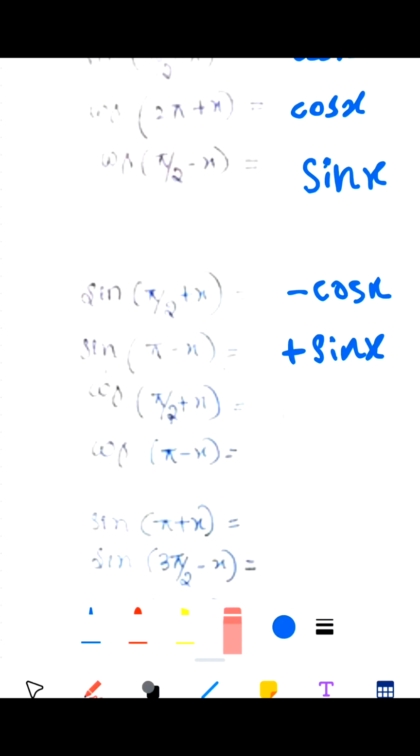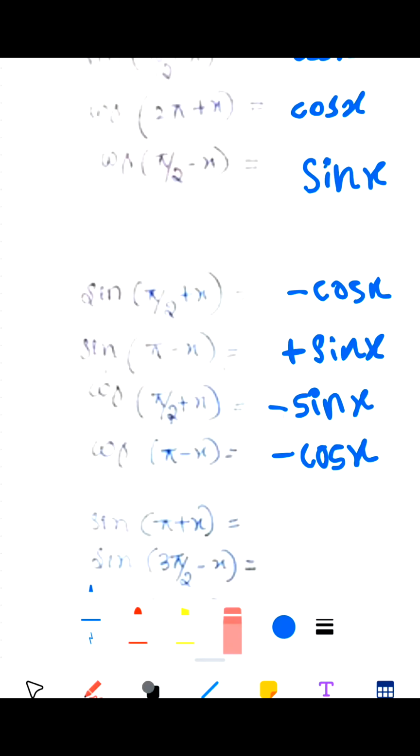Just stop the video and solve the question. I think you got the similar answer, that is minus sin x and minus cos x. Let us check how. See, cos(pi/2 + x) will come in the second quadrant. In the second quadrant, obviously cos will remain negative. But since there is pi/2, you have to change the function, therefore it will become sin x.